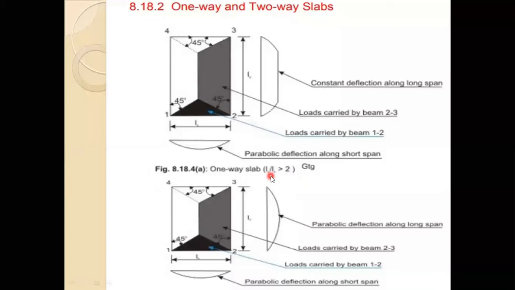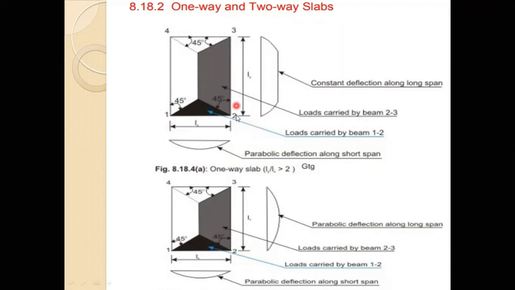Now what is a two-way and what is a one-way slab? See here. Now this is the one-way slab, and these two diagrams given over here show the deflection. As you see from the diagram, this is our shorter span, which means the length of Lx is less as compared to Ly. Ly is our longer span. Ly means length in y direction, Lx means length in x direction. So the x length is smaller than the y length. That is why we call Lx the shorter span and Ly the longer span.